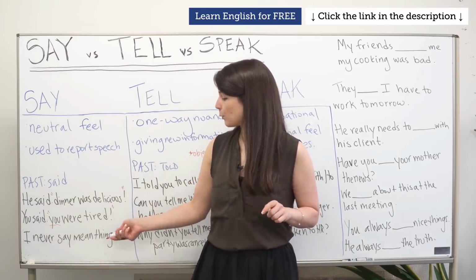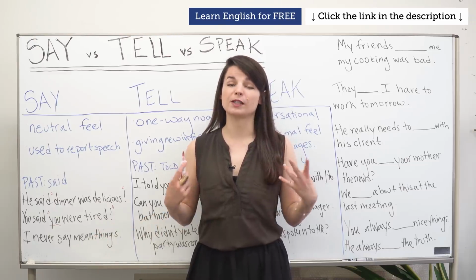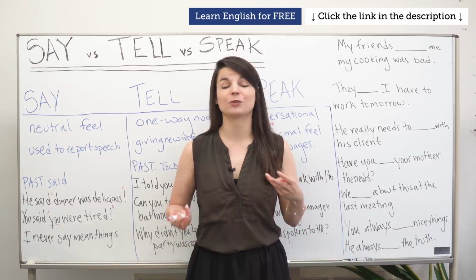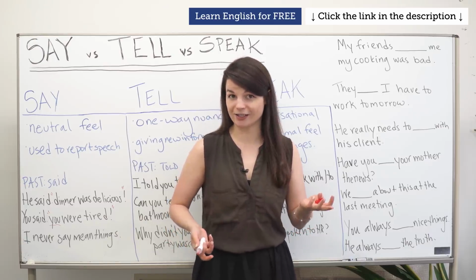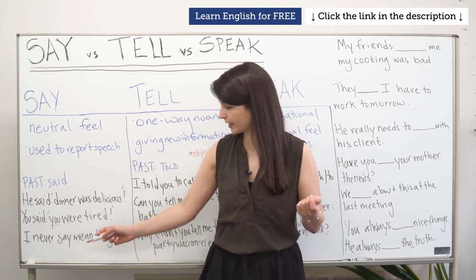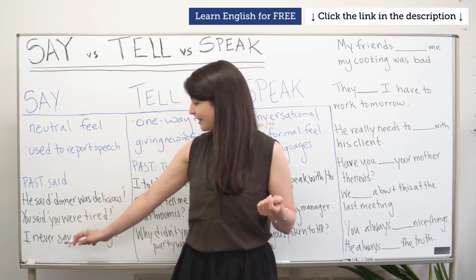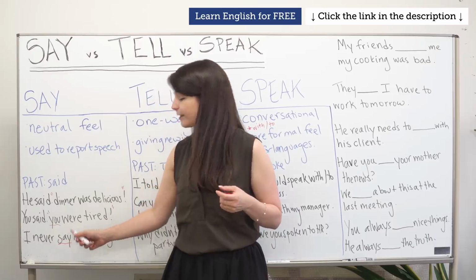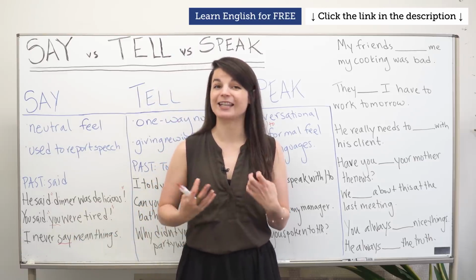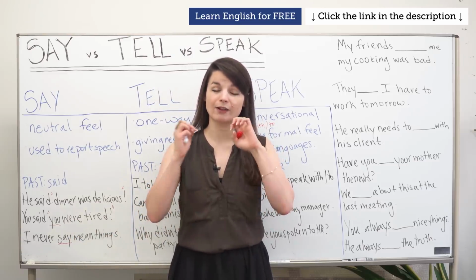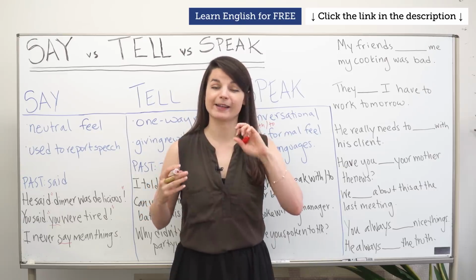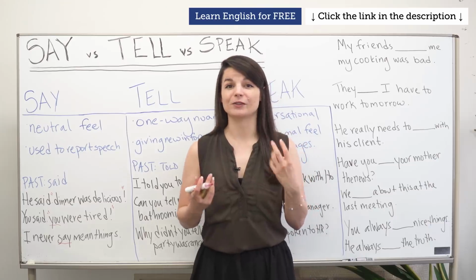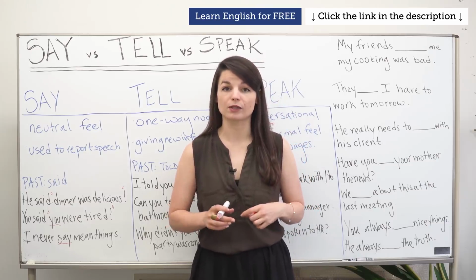Okay, one more with the present tense then. Remember, we use the present tense when we're talking about general facts or things which are always true, regular actions. So in this case, I've used present tense. I never say mean things. This is a general fact in this case. So again, a very neutral way of talking about verbal communication. So that's an introduction to how we use say.